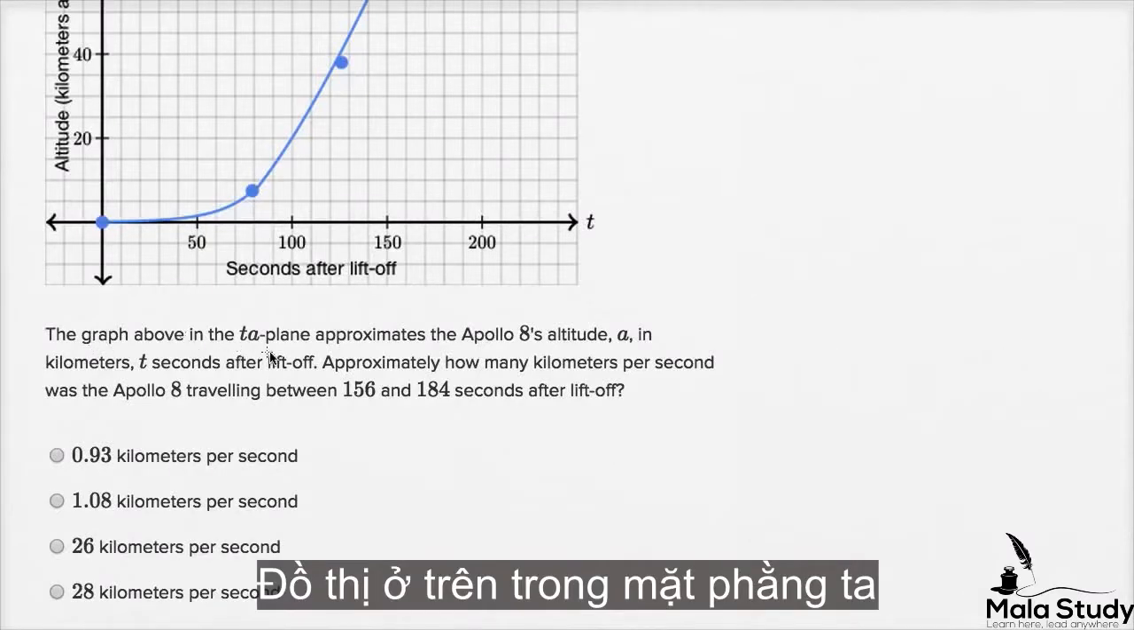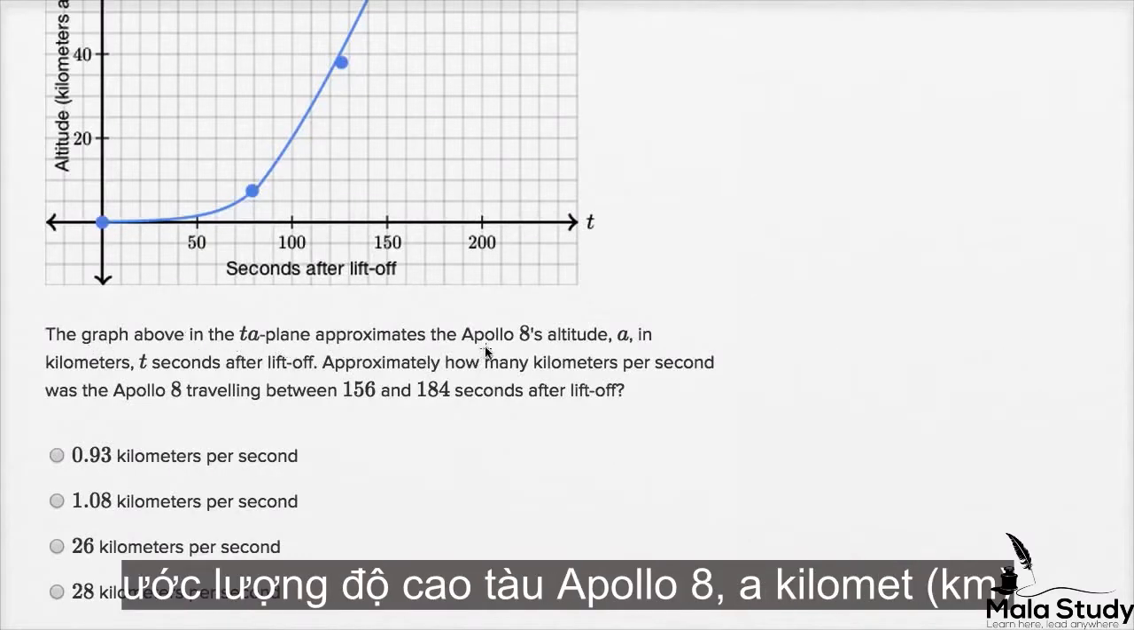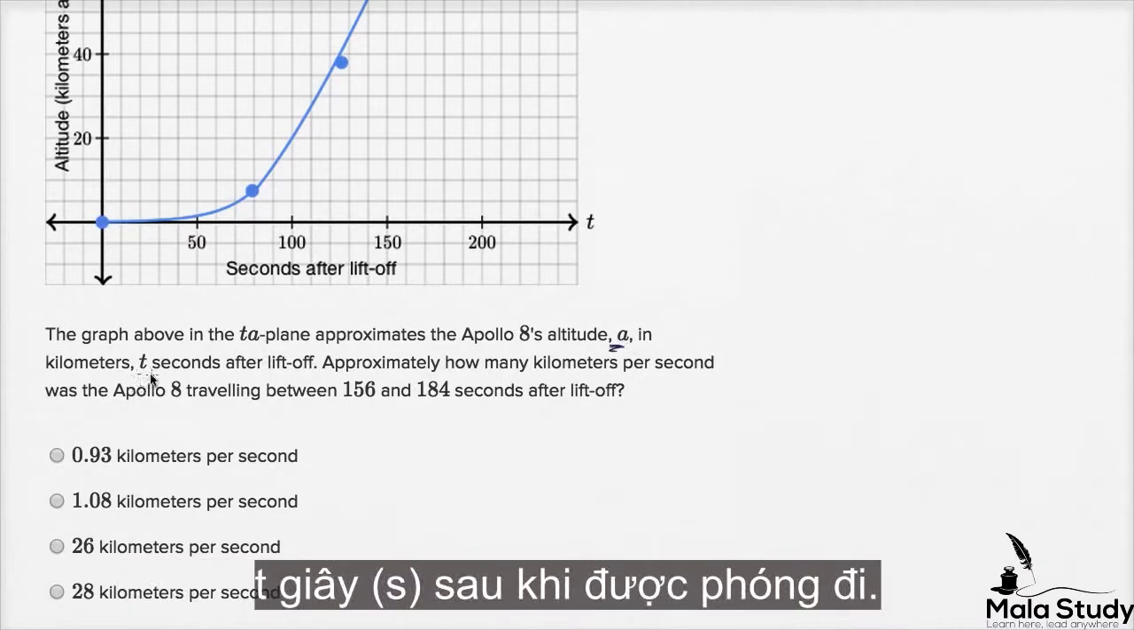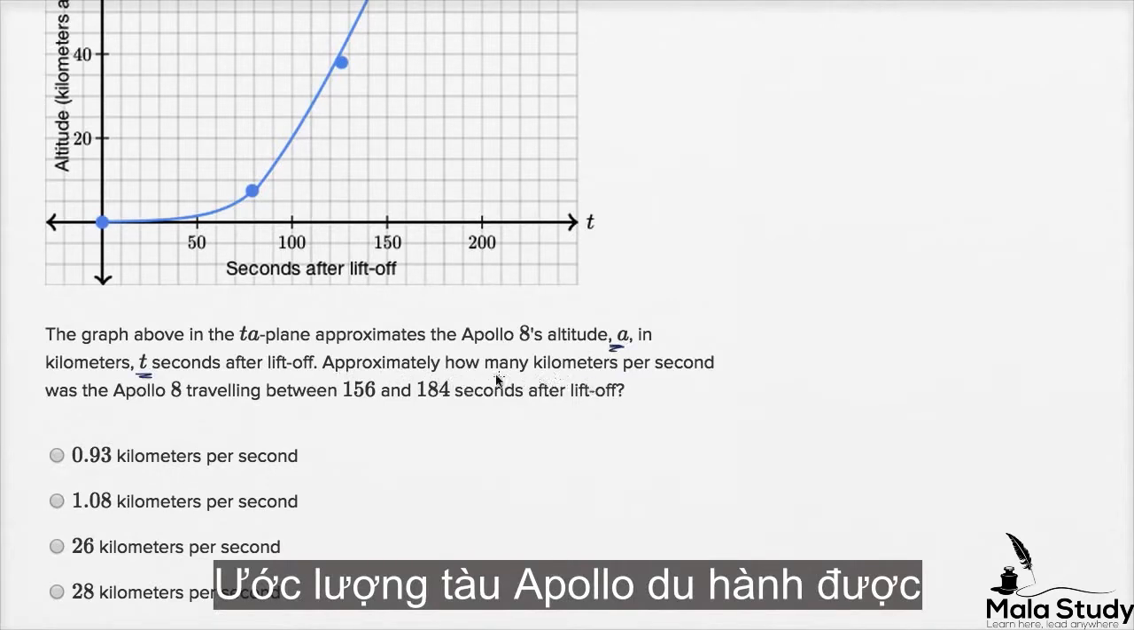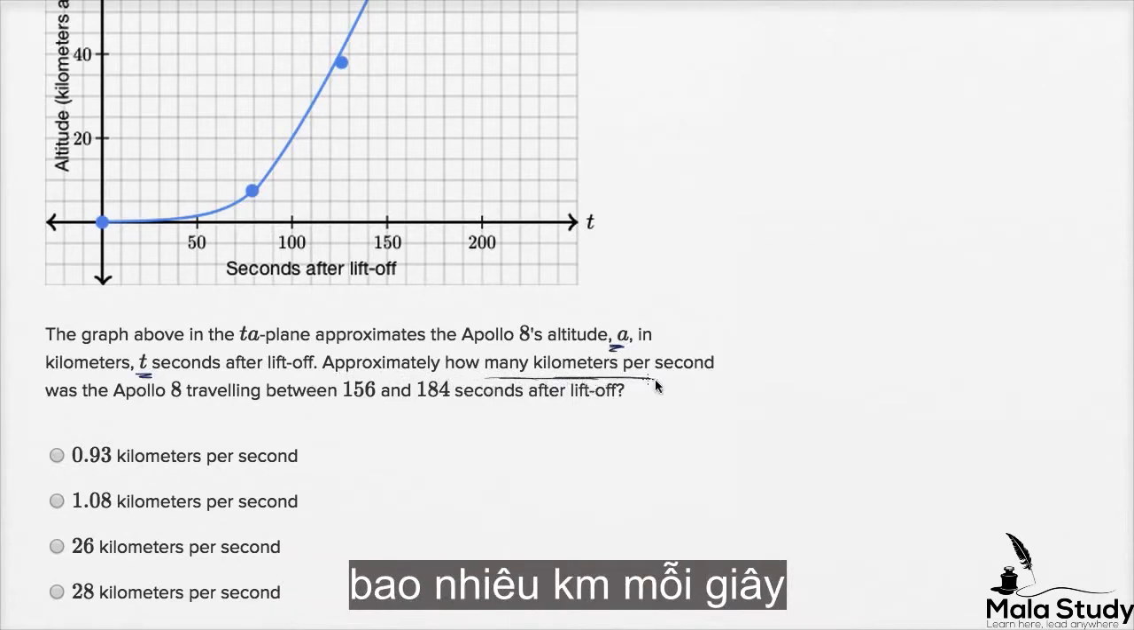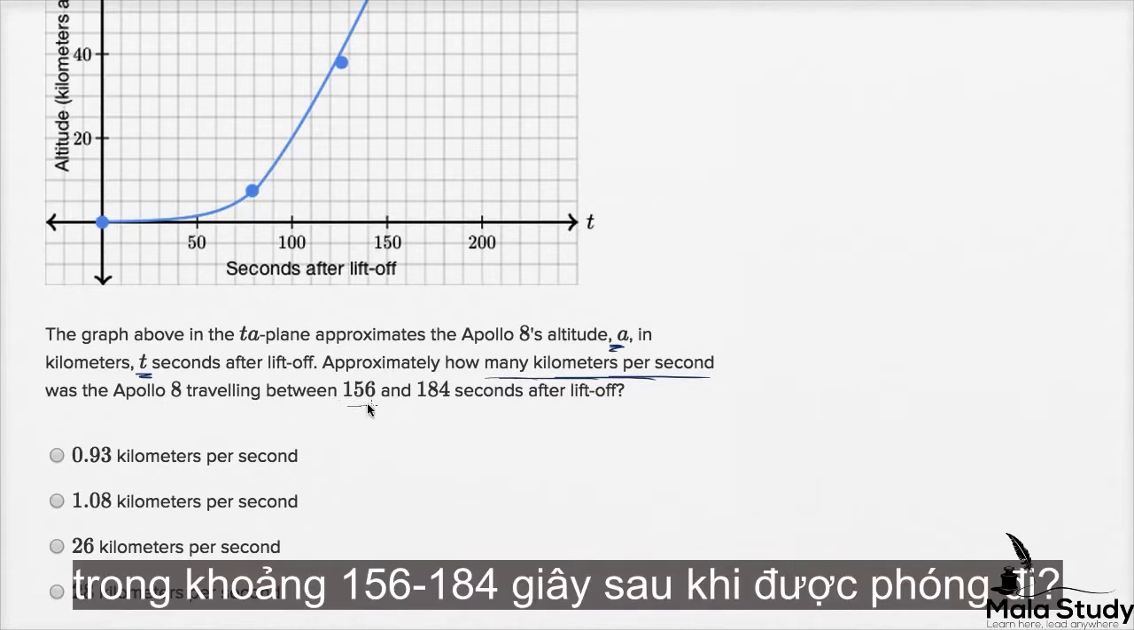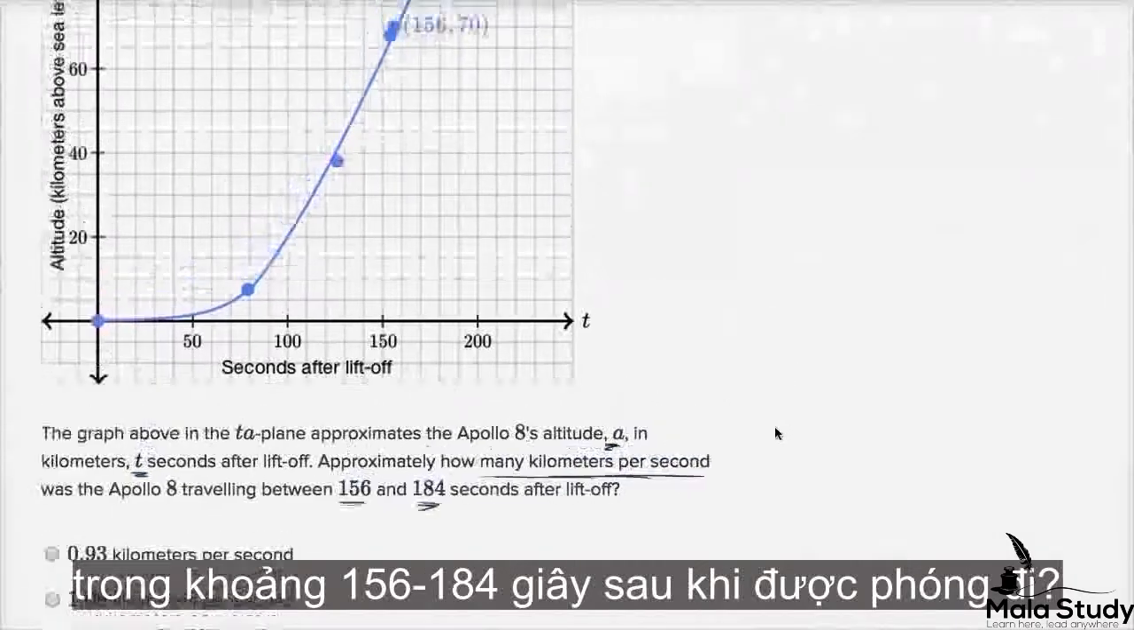The graph above in the TA plane approximates the Apollo 8's altitude, A, in kilometers, t seconds after liftoff. Approximately how many kilometers per second was the Apollo 8 traveling between 156 and 184 seconds after liftoff?